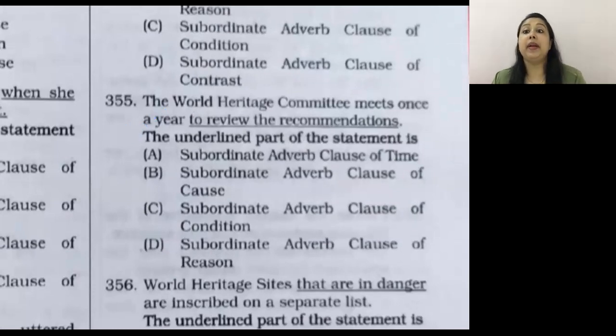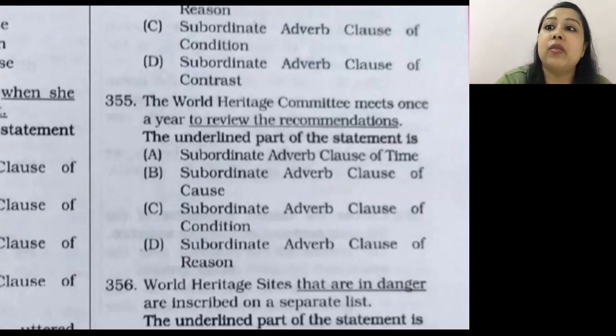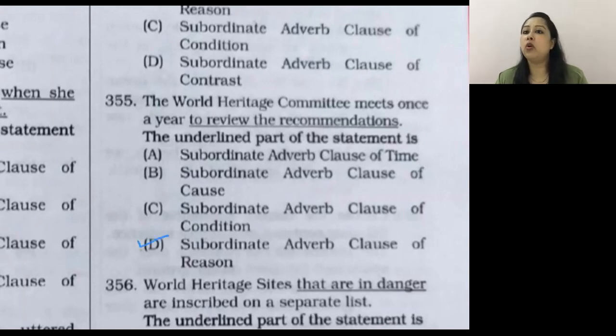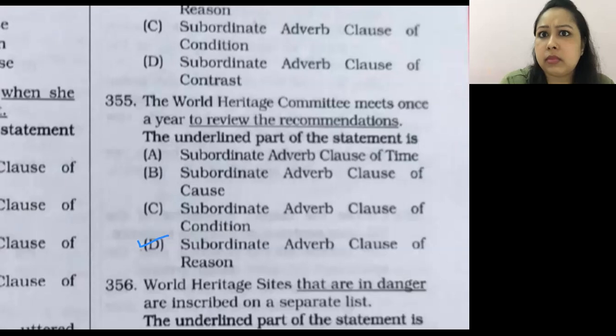The World Heritage Committee meets once a year. Now you would say, Miss, there is no conjunction here. Correct, there is no conjunction here. But I'm asking the main clause a question: why is the World Heritage Committee meeting? Why tells me it is adverb clause of reason. Very good question. My main clause is serving my purpose. I am asking the question why, and my dependent clause is giving me the answer to the question why. So this becomes subordinate adverb clause of reason. Clear? Very good.